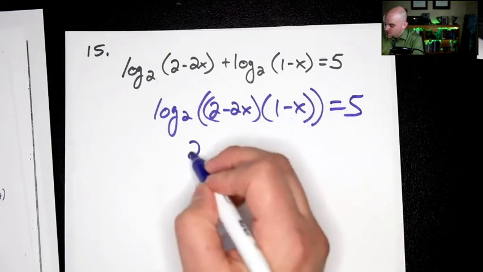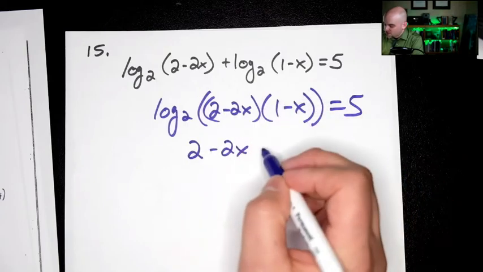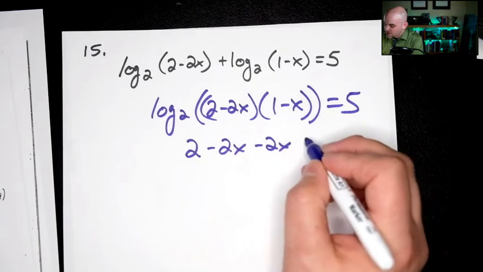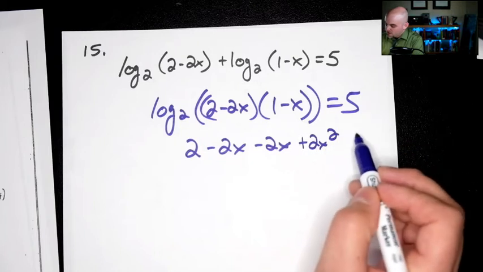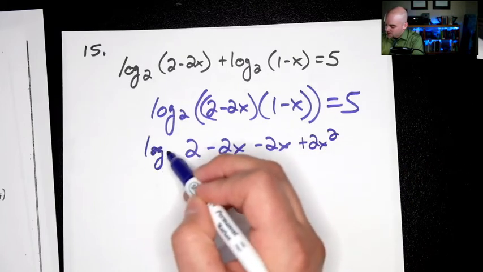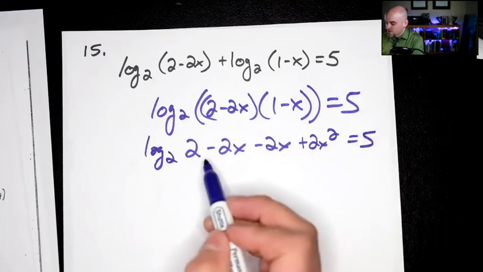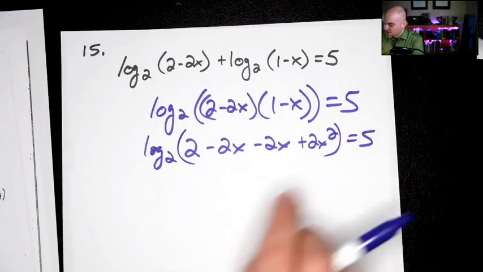2 times 1 is 2. 2 times negative x is negative 2x. Negative 2x times 1 is negative 2x. Negative 2x times negative x is a positive 2x squared. And this is still taking the log base 2 of all that mess, and it equals 5. Don't just set it equal to 5, because both sides are not logarithms, I can't just set that equal to 5.